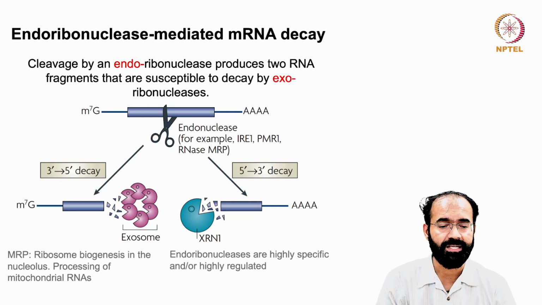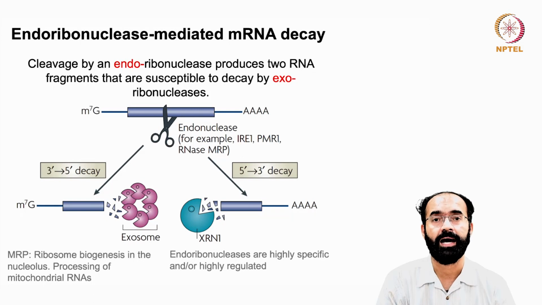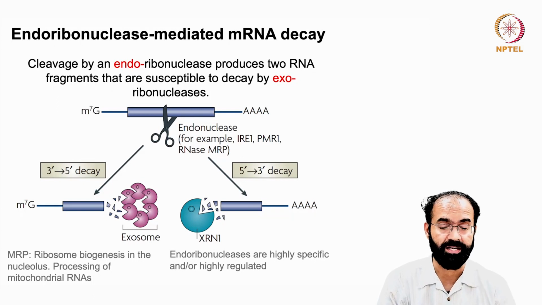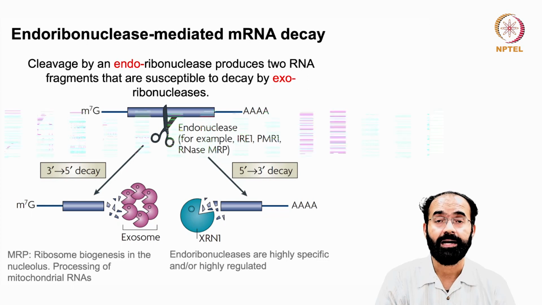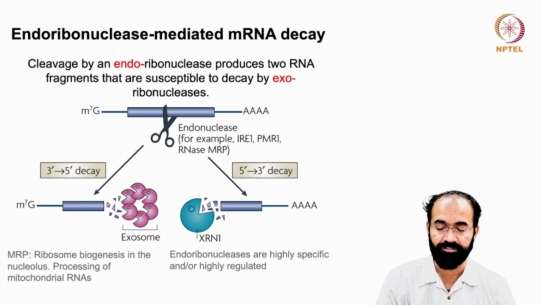MRP is the name of a ribosome biogenesis factor that is important in the nucleus. It's contributing because processing of mitochondrial RNA also is controlled via these endonucleases. Endoribonucleases are highly specific and highly regulated, because we will see them. These degrading enzymes have to be controlled very effectively and very specifically.